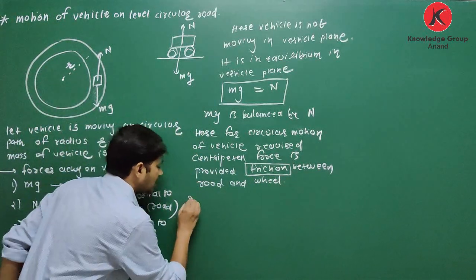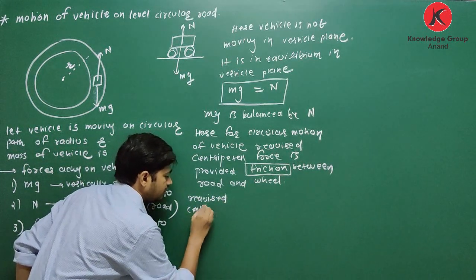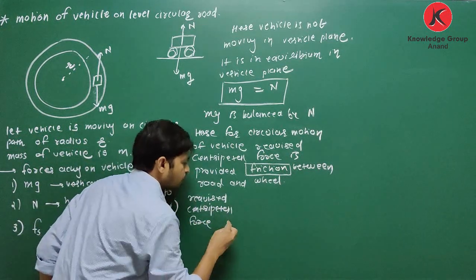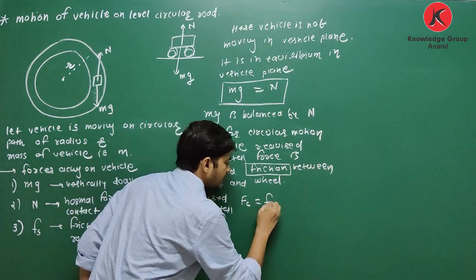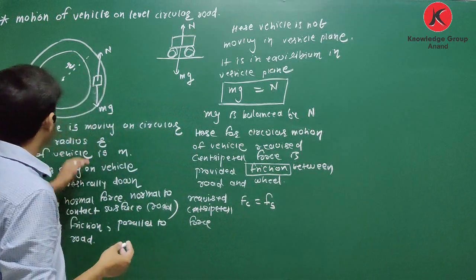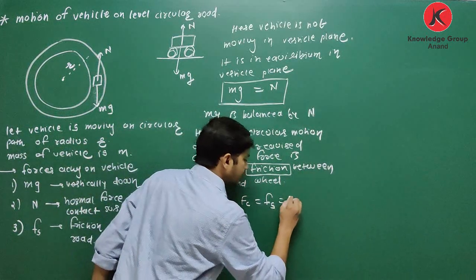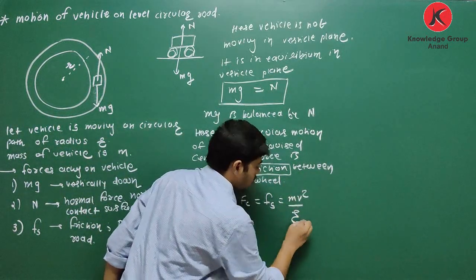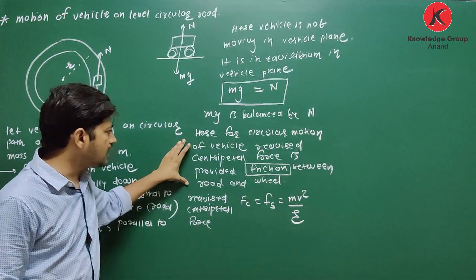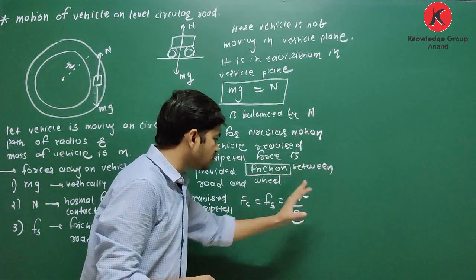So yes, here I can write required centripetal force Fc is provided by static friction. And if the mass of this vehicle is m and the radius is r, then I can write it is mv square upon r. So this point you have to remember. For circular motion of a vehicle, the required centripetal force is provided by friction. Fc is equal to Fs is equal to mv square upon r.